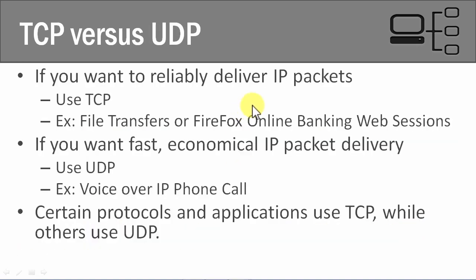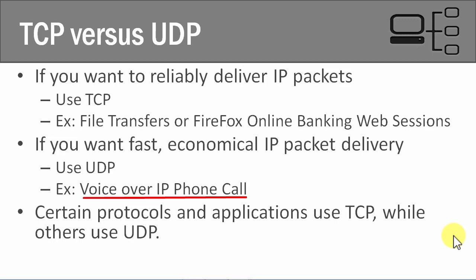Now, we already talked about this, but we're going to go ahead and do a bit of a recap. You only want to use TCP when you need to have data sent reliably and you want to make sure it gets there. For example, maybe file transfers online or online banking sessions. In other instances, if you don't need it to be reliable, if you just want it to be fast and economical, then you're going to want to use UDP. A good example that we did in our previous video was our voice over IP phone call, where it's going to get the job done. We don't need TCP, and UDP is going to be working just fine.